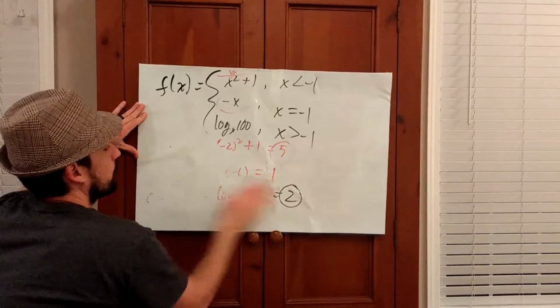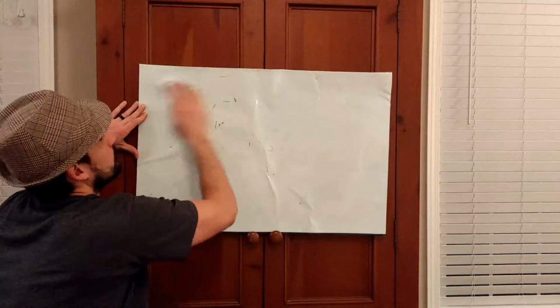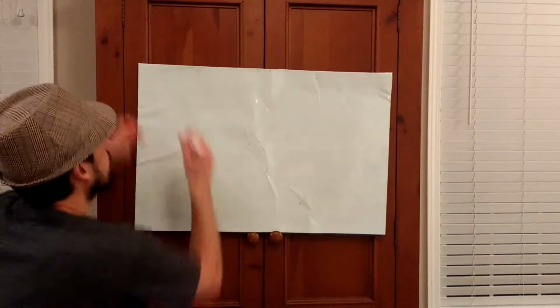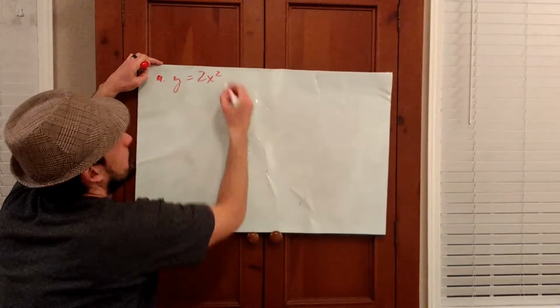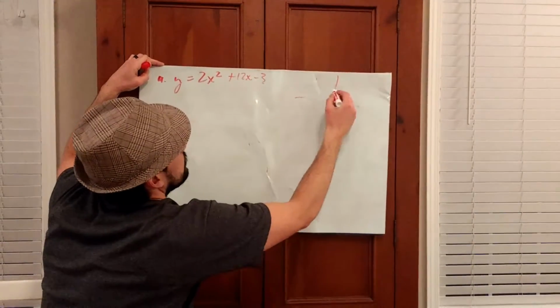Really far back, we're asked to find domain in the next problem. And domain is simply what can x be? What can x be? So I want you to think about the type of equation in A. It is quadratic, so 2x squared plus 12x minus 3. It's doing one of these sort of things, right?